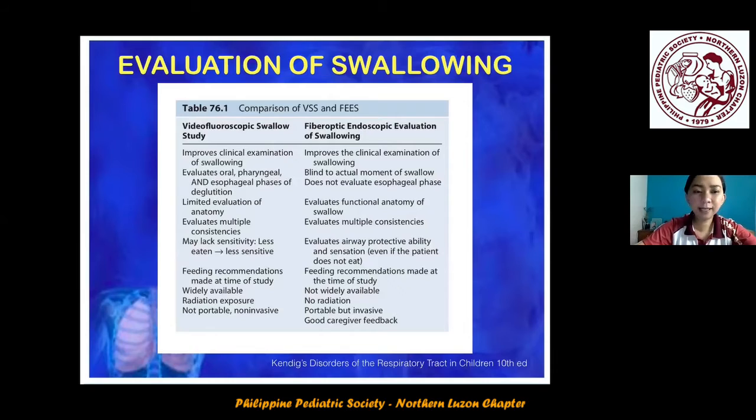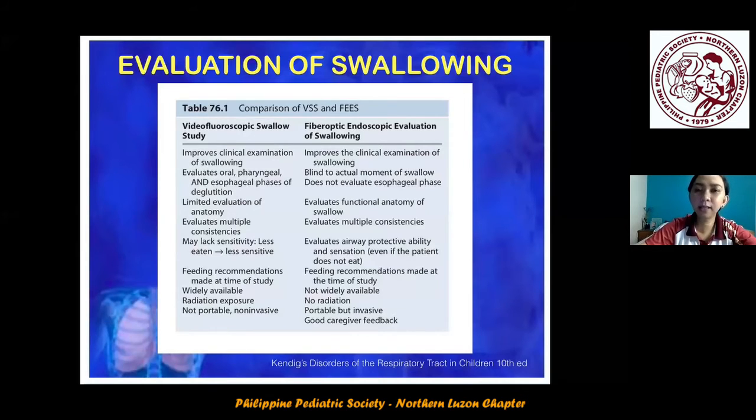So on the right side of the table is the fiber optic endoscopic evaluation of swallowing, which is usually performed by an otolaryngologist. Unfortunately, it is not widely available in our hospitals here, but it's available at St. Luke's. We were able to inquire with St. Luke's and they have it. Since it is an endoscopic evaluation, it has the advantage of not being exposed to radiation. Compared to video fluoroscopy, it does not evaluate the esophageal phase.